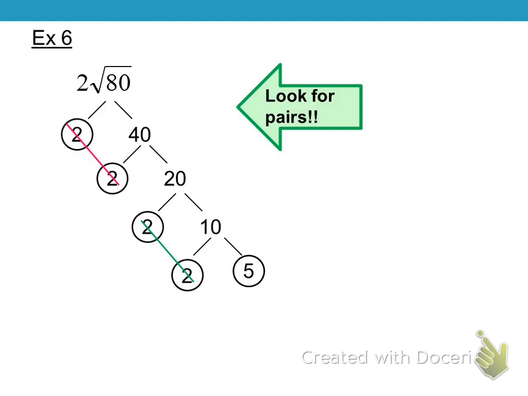So how many 2s do I have outside of my radical? 3 of them. The one that was already out there, and then 2 from the 2 pairs of 2s. And then the lonely old 5. What is 2 times 2 times 2? 8.